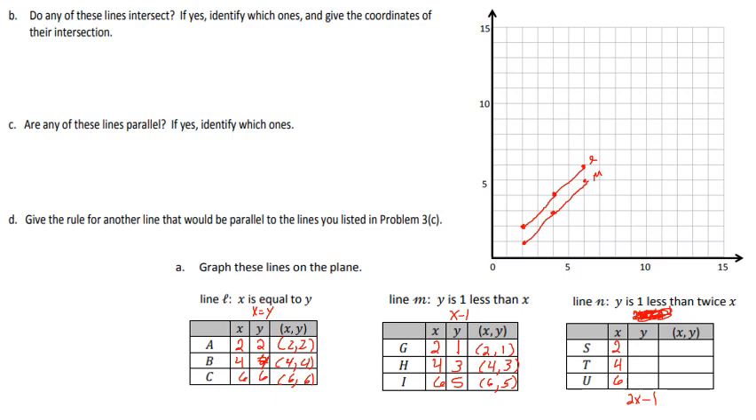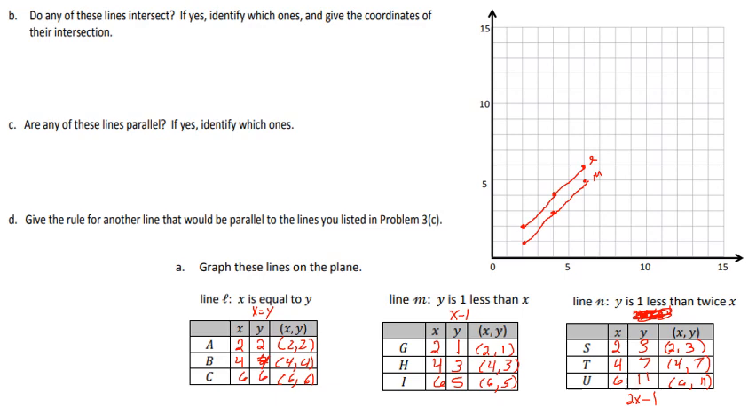So now I got 2 times 2 is 4, minus 1 gives me 3. 4 times 2 is 8, minus 1 gives me 7. 6 times 2 is 12, minus 1 is 11. So I end up with 2, 3, 4, 7, and 6, 11.